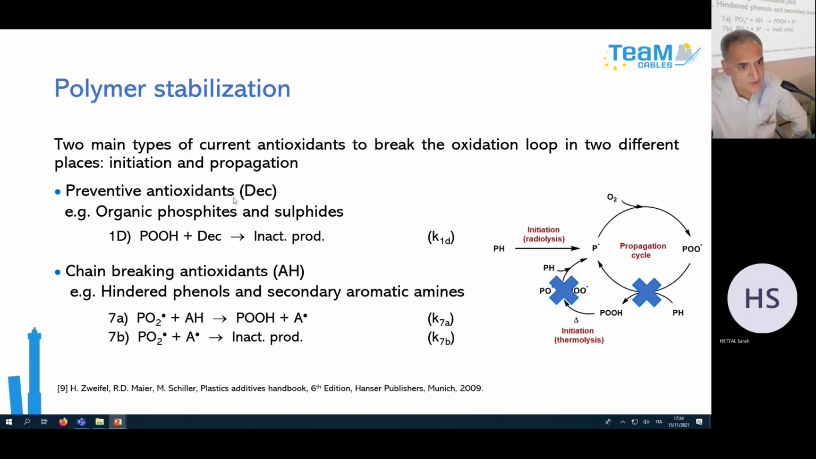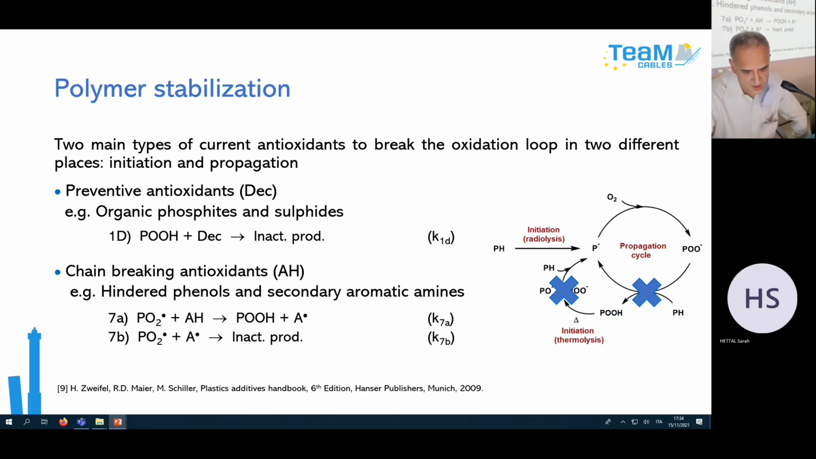So we can use preventive antioxidants, such as organic phosphate and sulfide, in order to decompose hydroperoxide in a non-radical way, and thus to suppress the thermal initiation. The second possibility is to use a chain-breaking antioxidant like hindered phenol and secondary aromatic amine, which capture peroxy radicals. Thus, in this case, you can interrupt the second step of the propagation of oxidation.